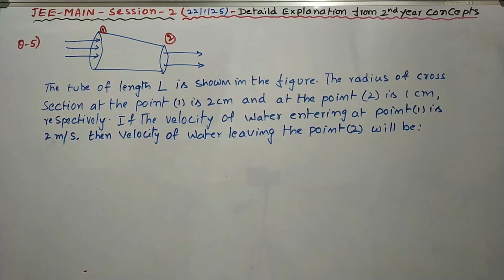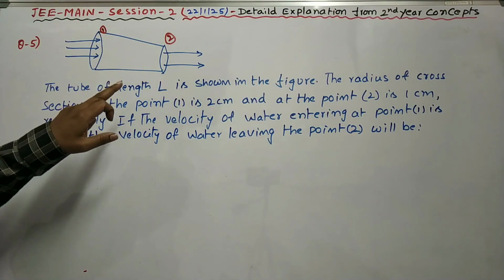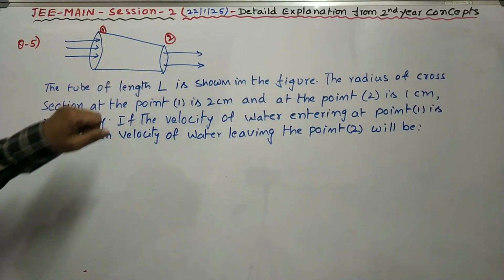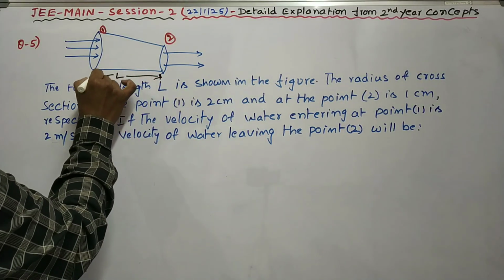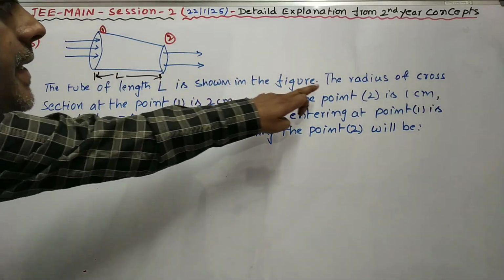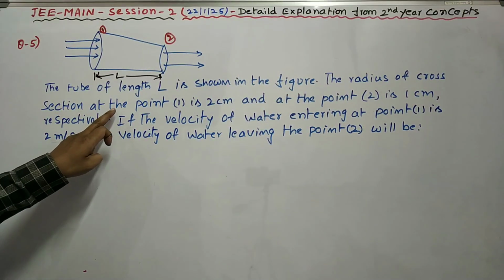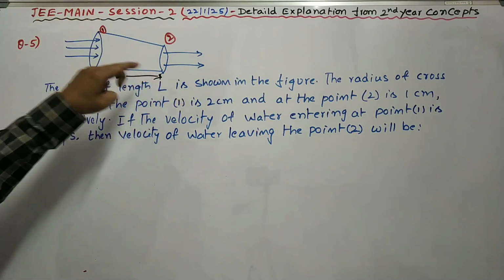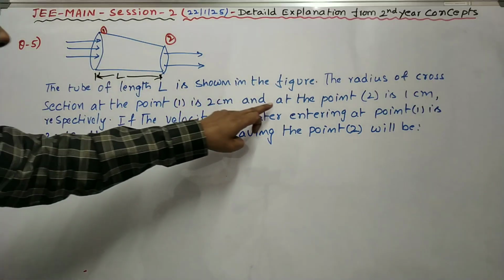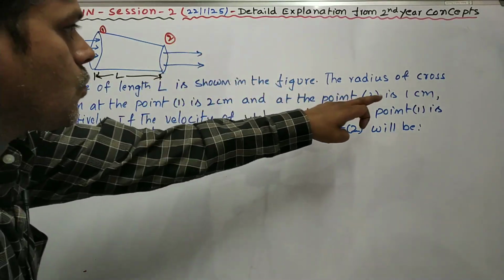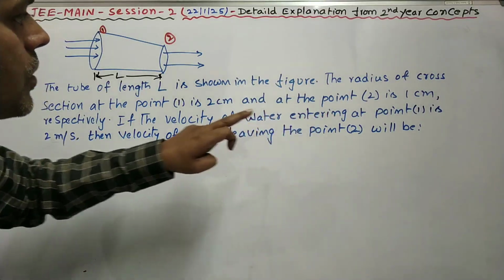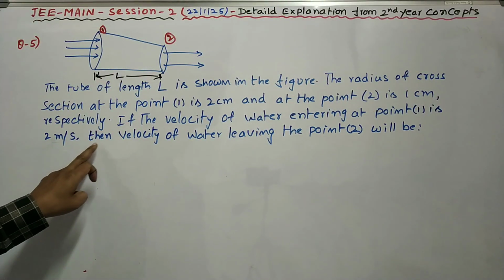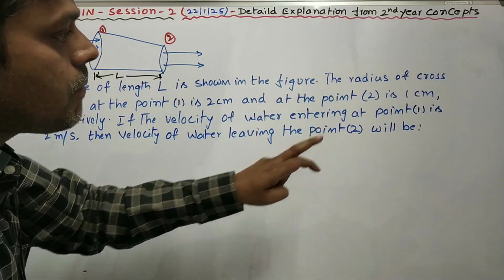The fifth question. A tube of length L is shown in the figure. The radius of cross section at point 1 is 2 centimeter and at point 2 is 1 centimeter respectively. If the velocity of the water entering at point 1 is 2 meter per second, then the velocity of water leaving point 2 will be.